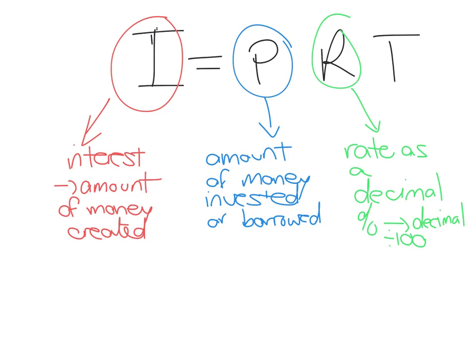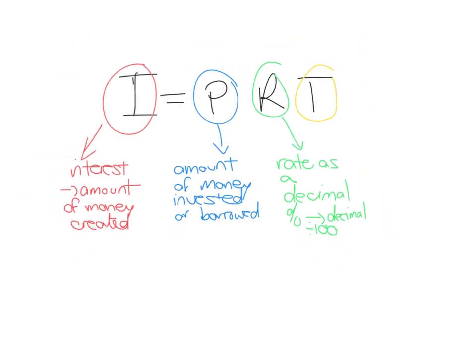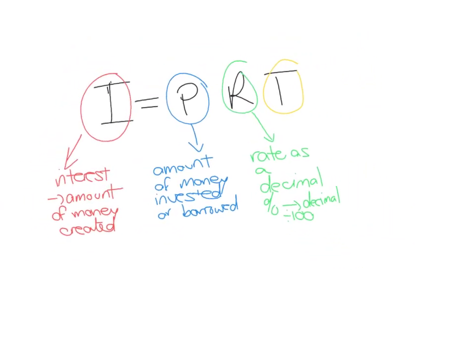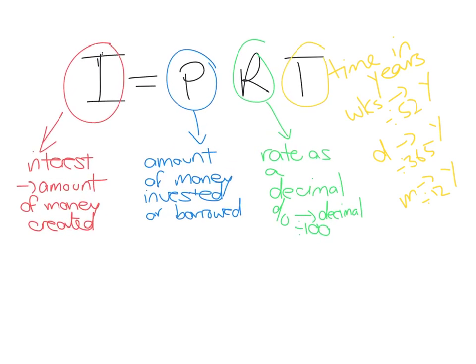Then the final thing over here is T, which is time, and this is the time in years. All right, so T stands for time in years, and again, if you don't have the time in years, you need to convert it. So for example, if you have weeks to years, you have to divide by 52. Days to years, you divide by 365, and months to years, you divide by 12. So that's the general information. Copy that down, make sure you understand that.